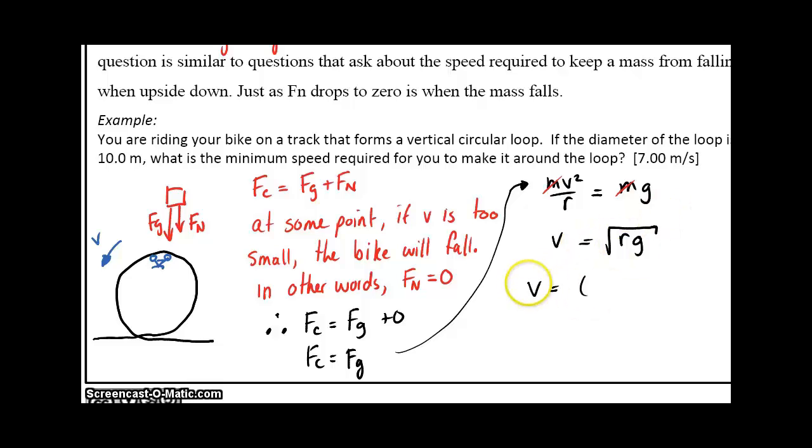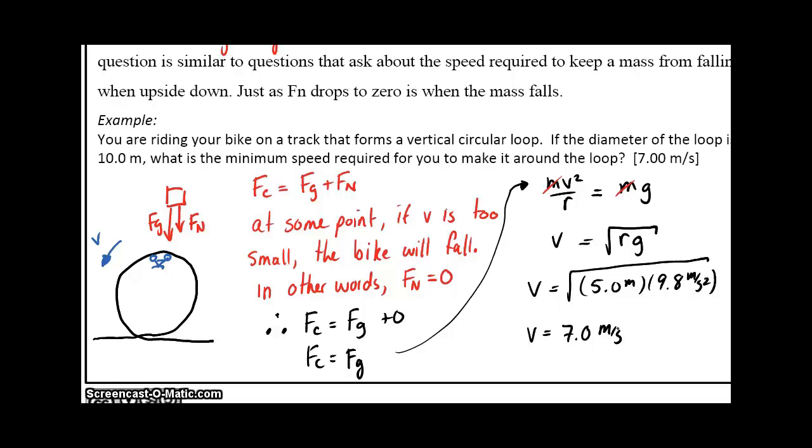V equals the square root of 5.0 meters times 9.8 meters per second squared, and we get v equals 7.0 meters per second. So anything less than 7 meters per second, and that cyclist will not make it around the loop. And the mass doesn't matter.